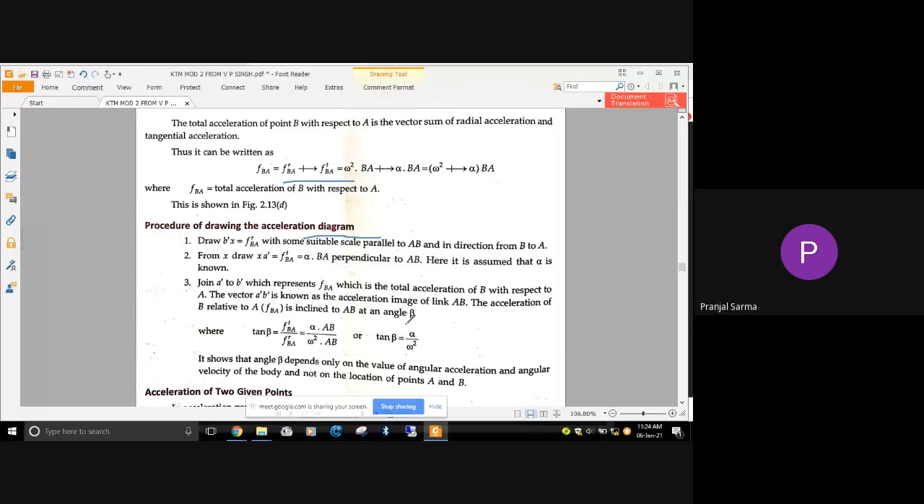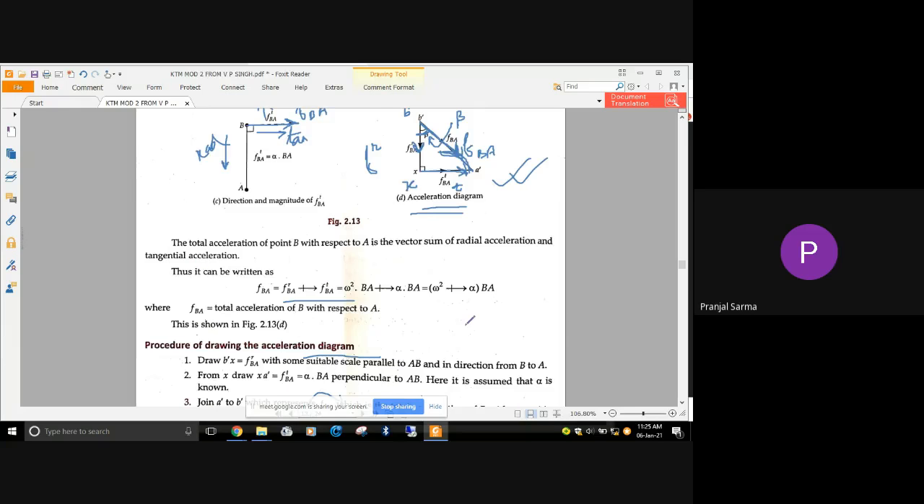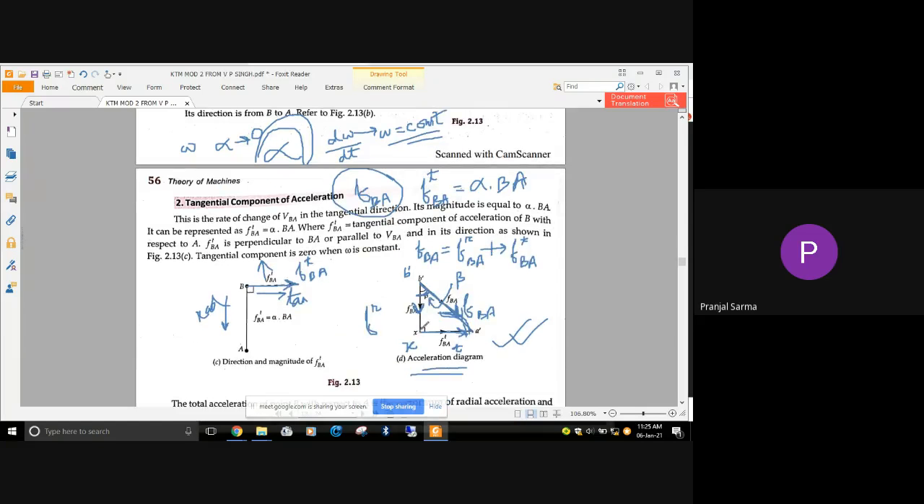So when you join a dash to b dash, to get the total acceleration of P with respect to A, that is nothing but the acceleration image of the link AB. Now this acceleration of P relative to A is inclined to AB at an angle beta. And how to get it? From this particular diagram, all of you can very easily say this is a right angle triangle. So here we have got the tangential component. This one is nothing but the radial component.